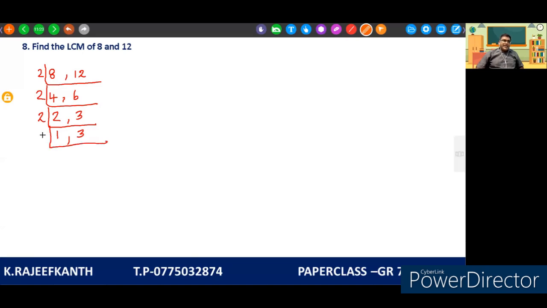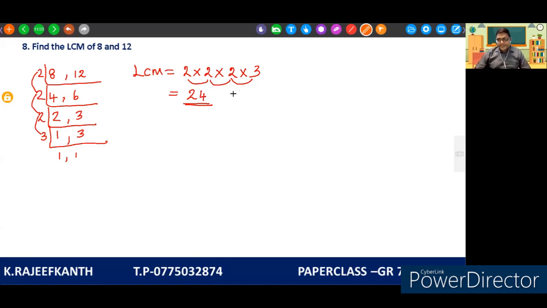Here now I can divide by 3. Then 1 and 1. So if I multiply these 4 numbers, then I can get the LCM. Then the LCM is 2 into 2 into 2 into 3. So 2 into 2, 4, 4 into 2, 8, 8 into 3, 24. Then 24 is the LCM of 8 and 12.